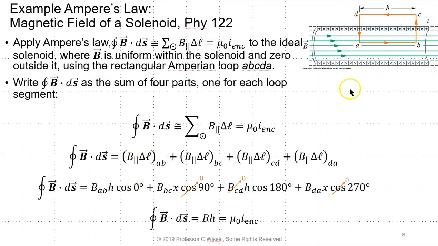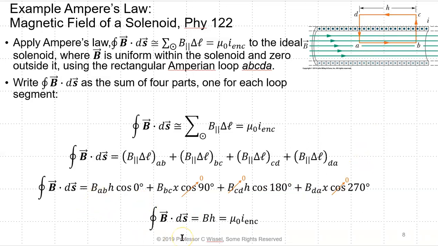We have B parallel delta L for segment AB, B parallel delta L for BC, and so on, all the way around. The last one closes the loop, B parallel delta L for DA. Now we can rewrite the first as B times the length AB, which is h, times the cosine of 0 degrees. Where does the 0 degrees come from? It's the angle between the magnetic field lines and that part of the loop, and it has to be 0 degrees. For BC, the cosine of 90 degrees is 0, so it drops out. Outside the solenoid, the magnetic field is 0, so that drops out. The last one drops out because the cosine of 270 degrees is also 0. So the only one that remains is the first one.